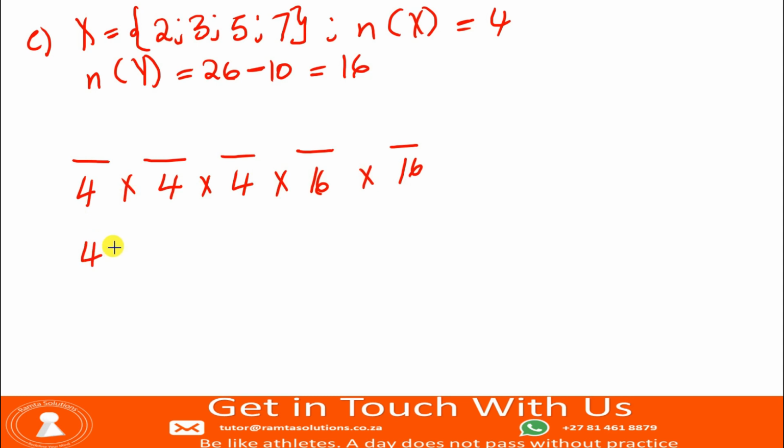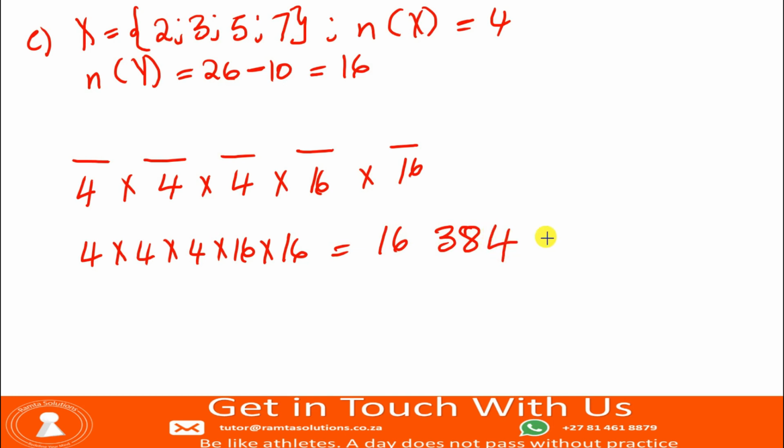So this will be 4 times 4 times 4 times 16 times 16, right? So let's see, 4 cubed times 16 squared. Our answer is simply 16,384 password combinations. So these are the passwords, the number of passwords that you can make in that combination or process.